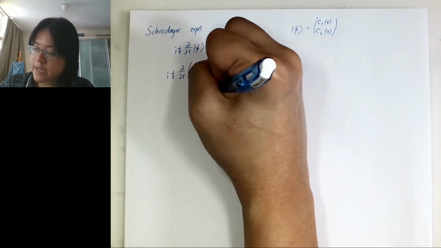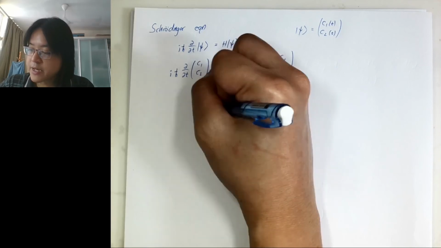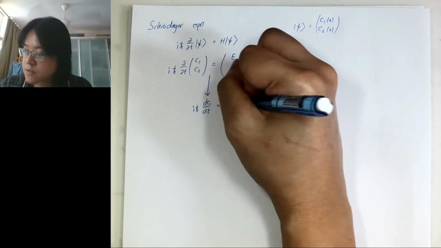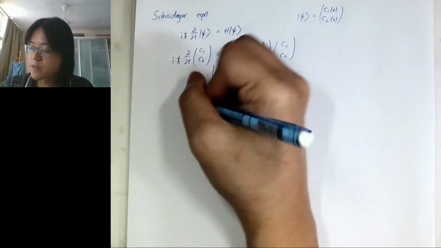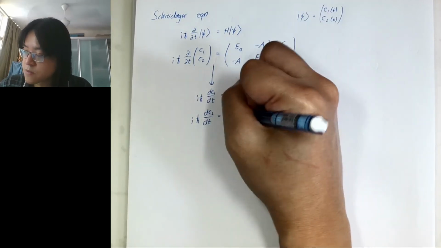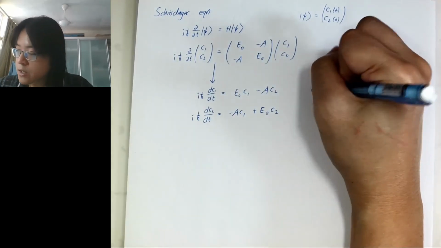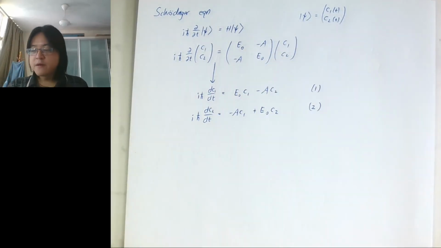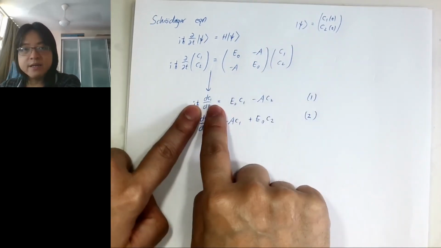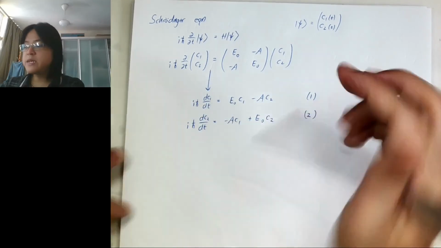So from this, I can split this into two equations, one for each row. So the first equation is iħ dC1/dt is equal to this times this. So this is E0 C1 minus A C2. And then the second equation is iħ dC2/dt is negative A C1 plus E0 C2, right? So I got two equations over here, right? So when the off-diagonal terms are non-zero, then C1 and C2 appear in the equation for the C1 derivative, right? So this is what we call a coupled ODE.